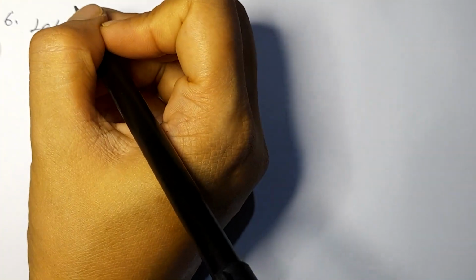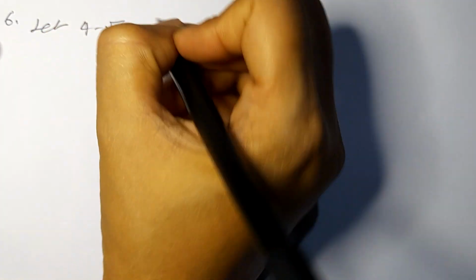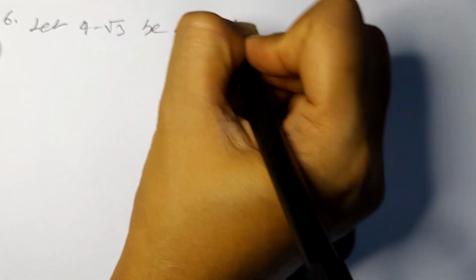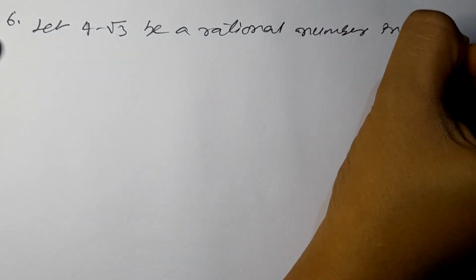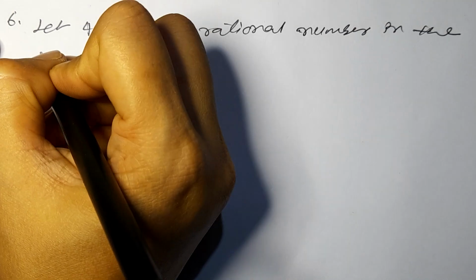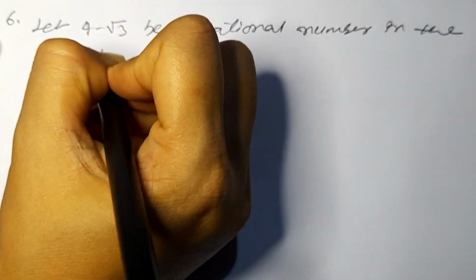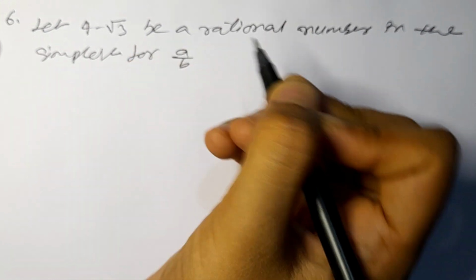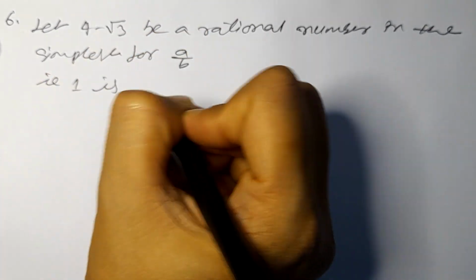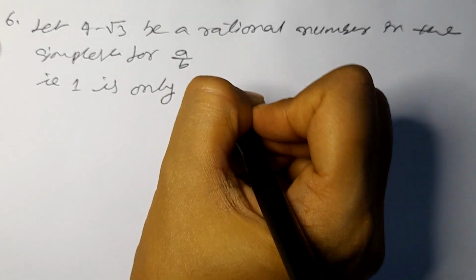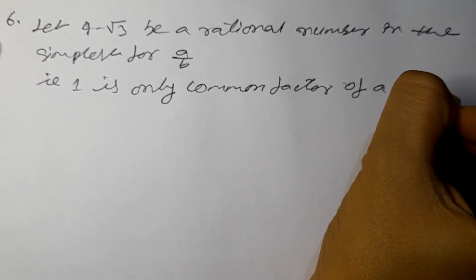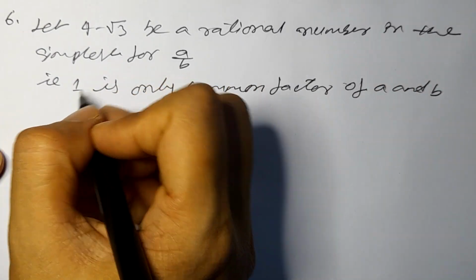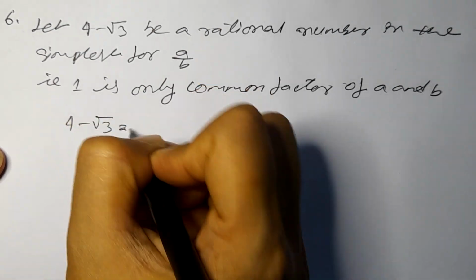Let 4 minus root 3 be a rational number in the simplest form a by b, where 1 is the only common factor of a and b. So 4 minus root 3 is equal to a by b.